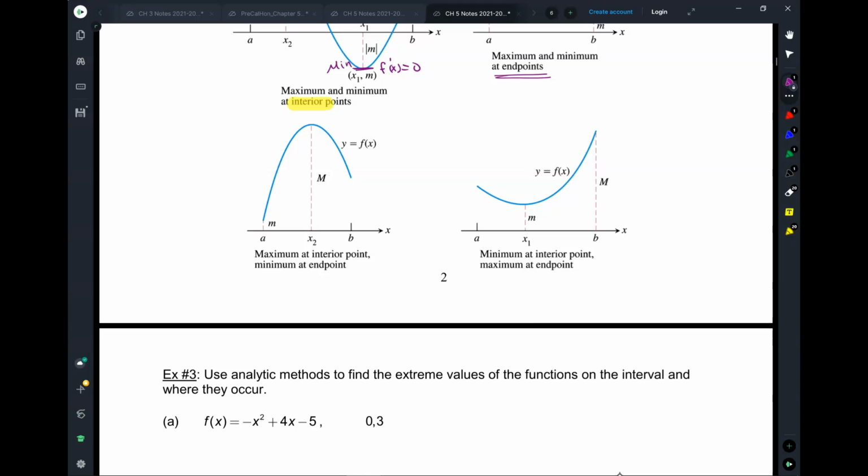Take a look here, right? It could be any of the configurations. So look, you have max or min where the derivative equals 0, right? But take a look at this one. You have a maximum at a critical point, but the minimum is at an endpoint, right? So this is at a CP, but this is at an endpoint. So any combination can happen is what I'm trying to say, okay?